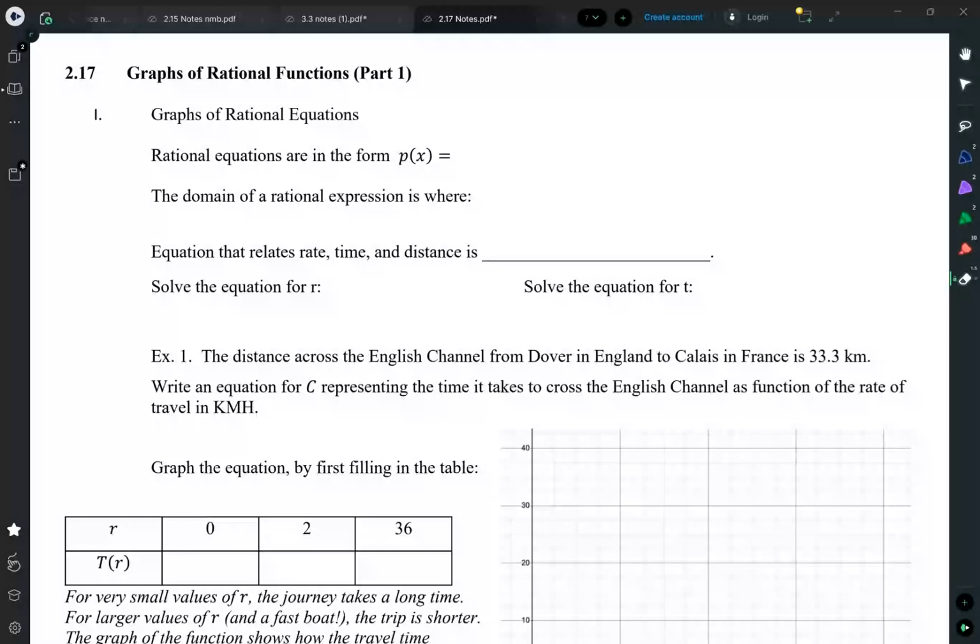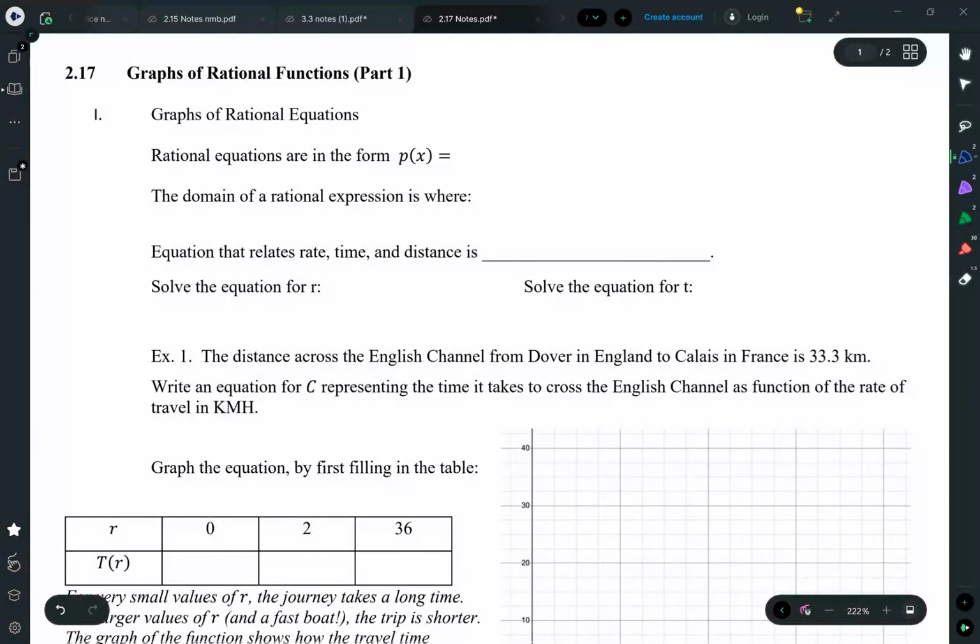Hello class, these are our Algebra 2 notes for section 217, Graphs of Rational Functions. This is part 1. Graphs of rational equations are in the form p of x equals f of x over g of x, where f of x and g of x are both polynomials.